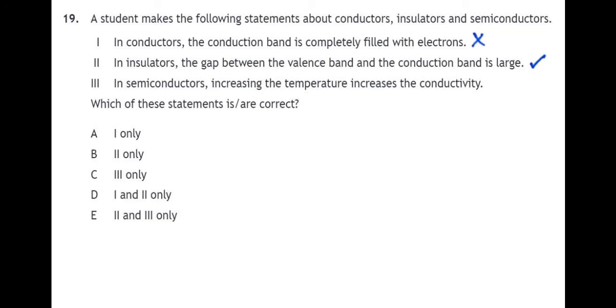In an insulator, it's very difficult for an electron in the valence band to have enough energy to jump that very large gap, move into the conduction band, and hence it does not conduct well at all. And lastly, in semiconductors, increasing the temperature increases the conductivity. That is true. Increasing the temperature causes the electrons to move more quickly, have more energy, and therefore be more likely to move into the conduction band, and therefore more likely to conduct. So increasing the temperature increases the conductivity. So 2 and 3 are correct. Answer E.